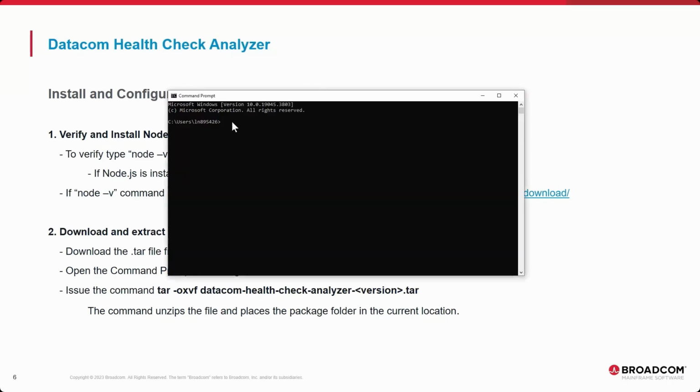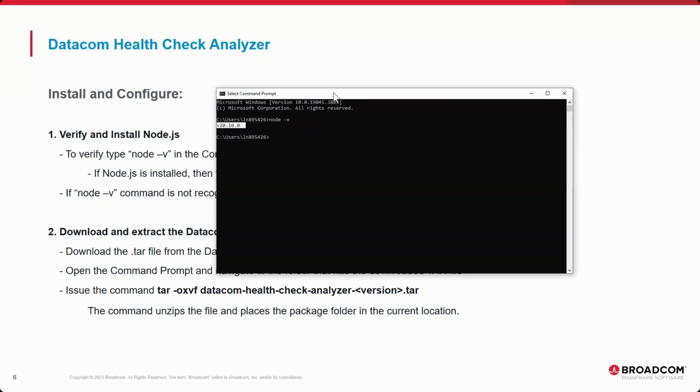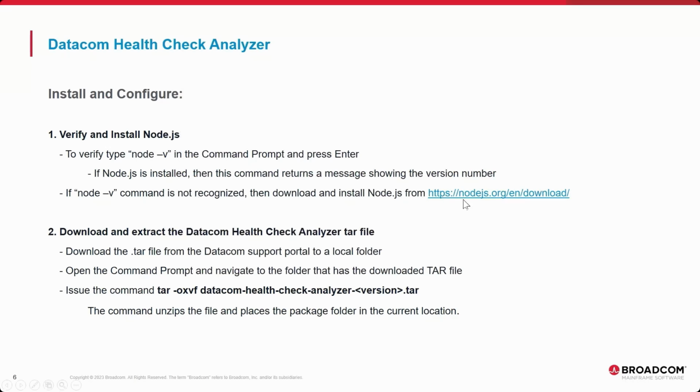Here I open the command prompt. To verify whether the Node.js is installed or not, all we need to do is type node space -v and then press enter. So then it shows the version like here, because I have the Node.js version 20.10 installed on my system. If you don't see that kind of version, then basically we need to download and install Node.js from the nodejs.org website.